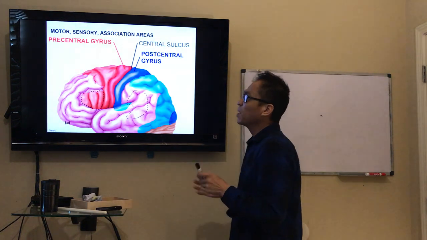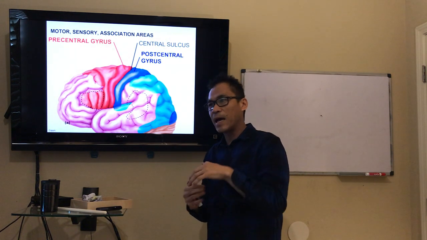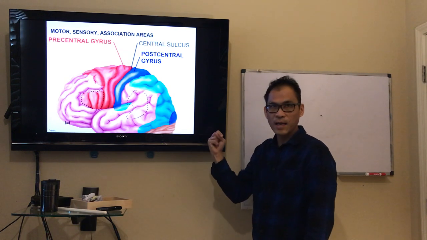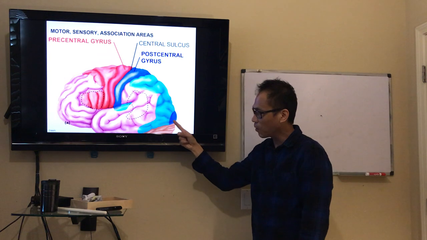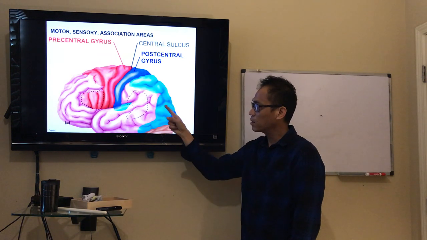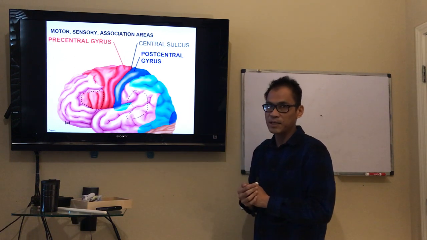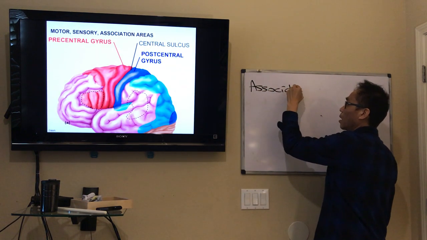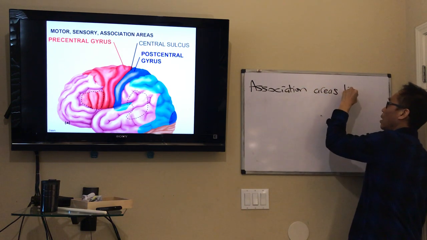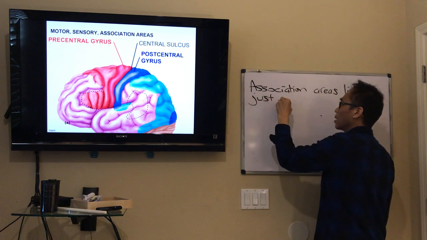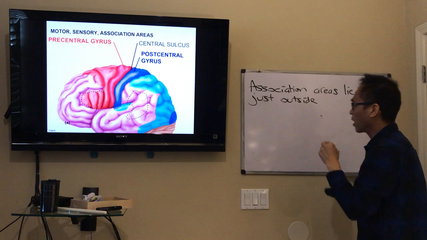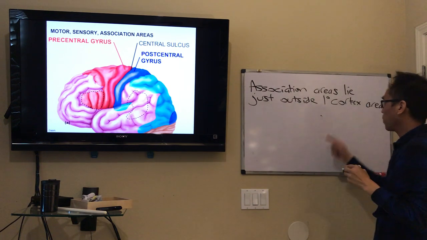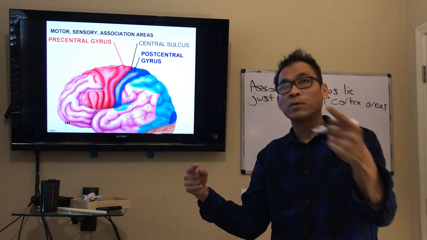And let me start with association area. Association areas lie just outside of the primary functional areas. For example, the occipital lobe is your visual cortex, but the primary visual center is right here, the dark blue. The association area lie right outside the primary cortex area. Okay. So anatomically, that's what they are. Association areas lie just outside the primary cortex areas. And they basically communicate with the primary cortex areas to help you make sense of the world, as I'll show you soon.